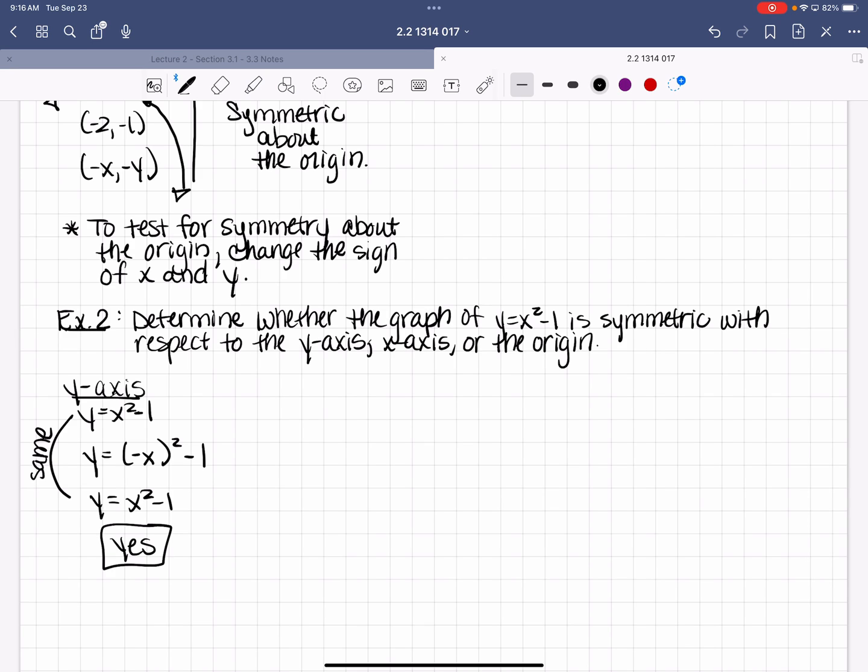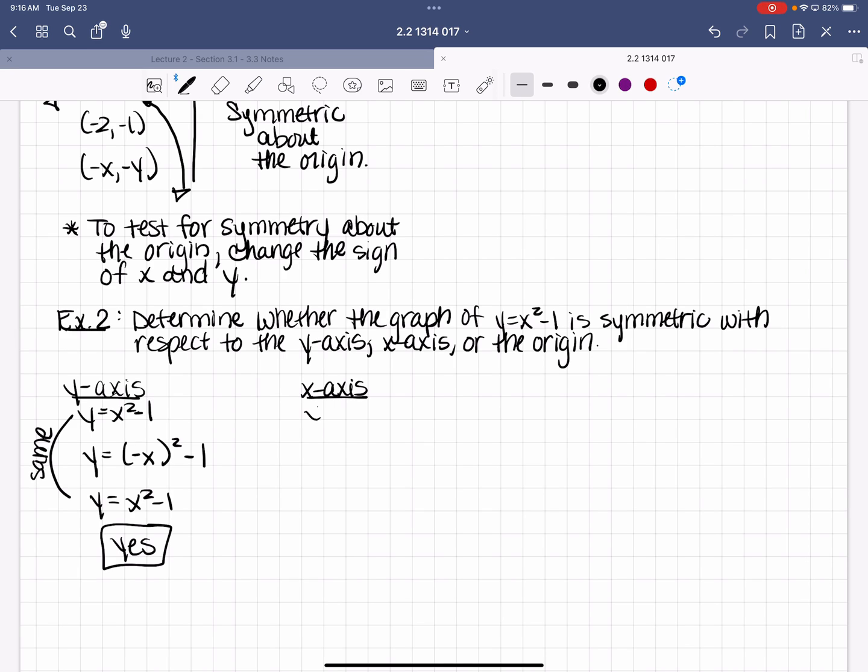Okay? You can have some functions, you can have some graphs, not functions, that are symmetric about more than one thing. Okay? Such as if I took a circle centered at 0, 0. Okay? So my point is, you have to go ahead and test for symmetry about the x-axis, and you have to test for symmetry about the origin. Okay? Just to make sure. X-axis.